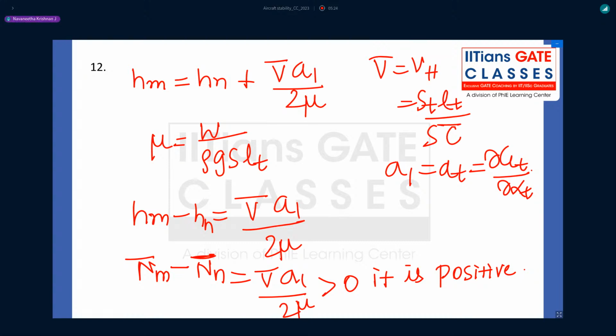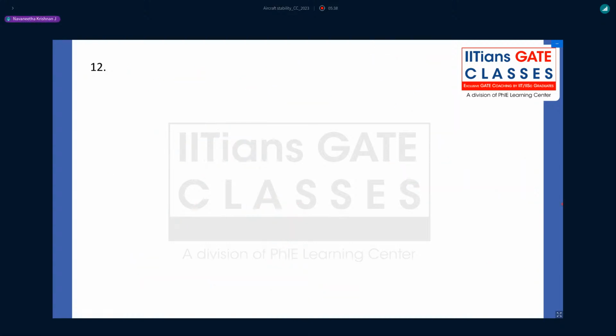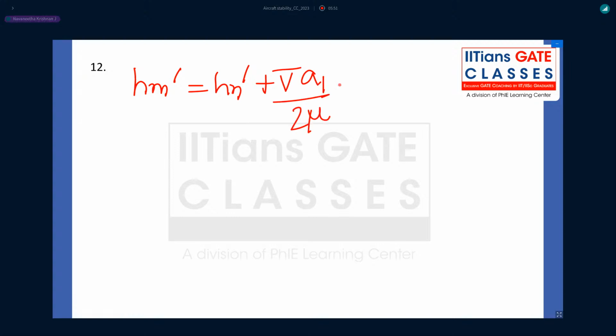If I have to consider the stick-free condition, the same thing holds good. The only change for the stick-free condition is that the stick-free maneuver point equals the stick-free neutral point plus V bar a1 by 2 mu into (1 minus a2 by a1 into b1 by b2).